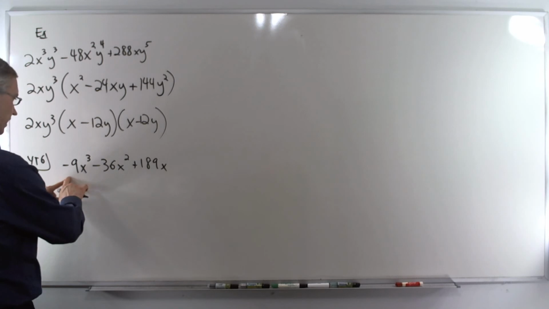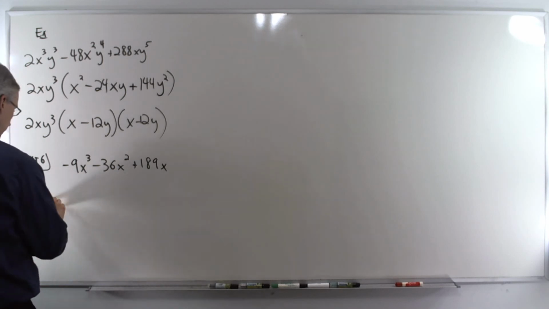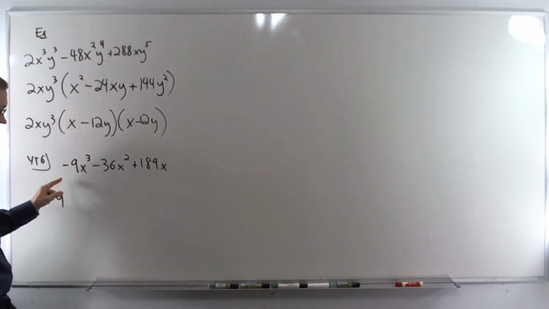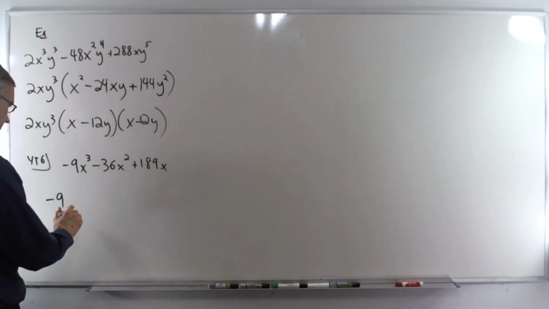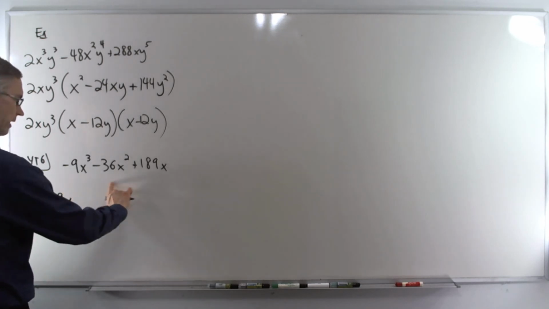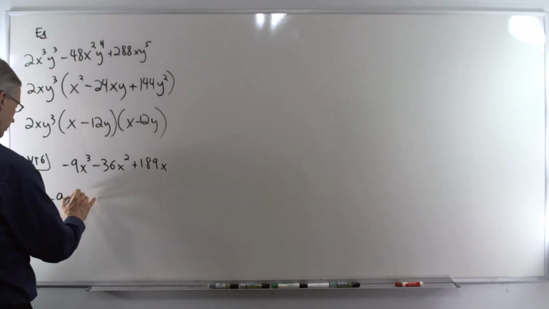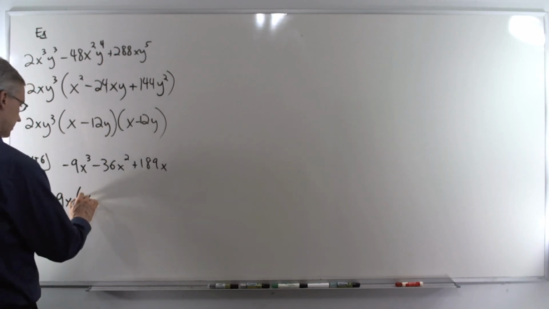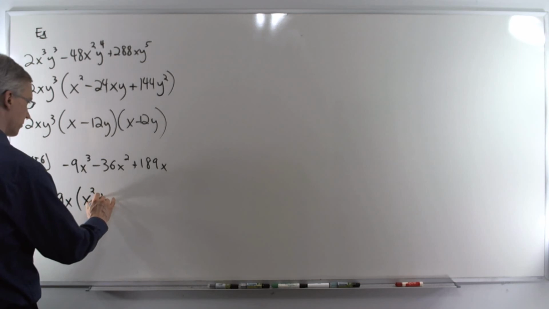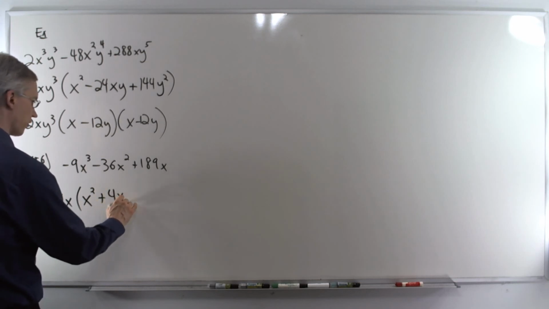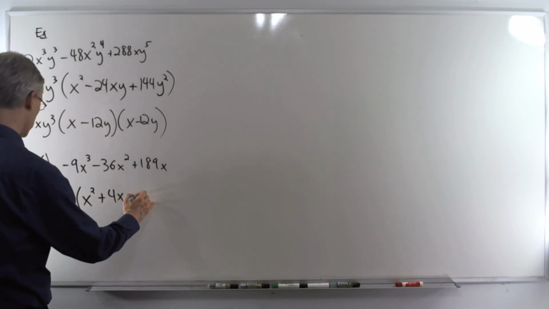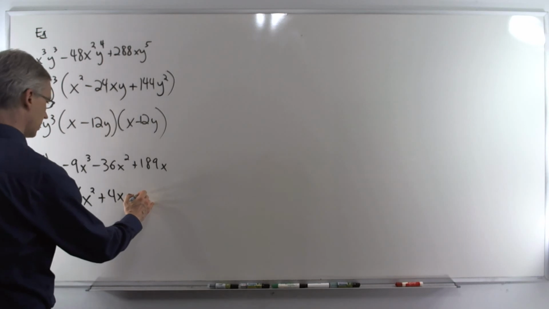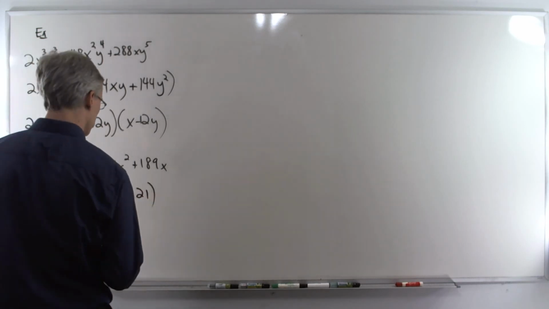Alright, so we're going to factor out a negative 9. Factoring out a negative 9 will make the x squared term positive. And each term has one x, so we'll factor out an x as well. So factoring out negative 9x is the GCF. That gives us x squared plus 4x minus 21.